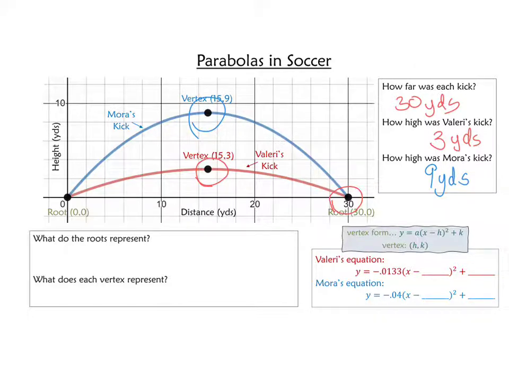They ask us a couple of more questions. What do the roots represent? And what does each vertex represent? So you might be going, roots? I don't see any trees. Here's a root where the parabola crosses or touches the x-axis, and here's the other one. What do those 2 dots represent?